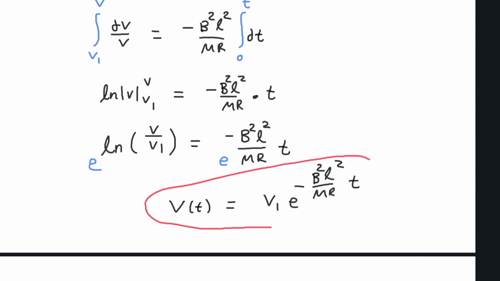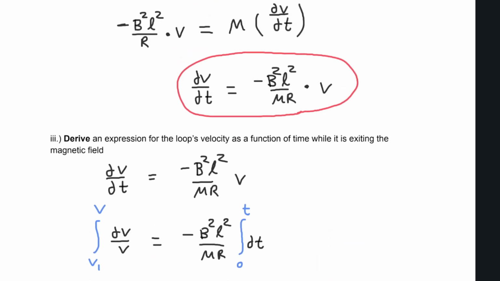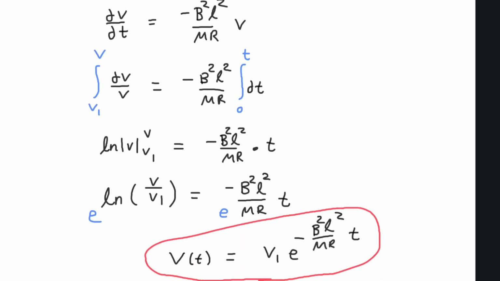Notice we actually could have just seen this just by inspection, that this would be the answer. Because if we go up here, we're saying the derivative of something is equal to this constant times itself. And we know that's an exponential, just a pure exponential. And since we know it started from this velocity v1, we could just instantly know that this is v1 e to the minus B squared L squared over mR times t.